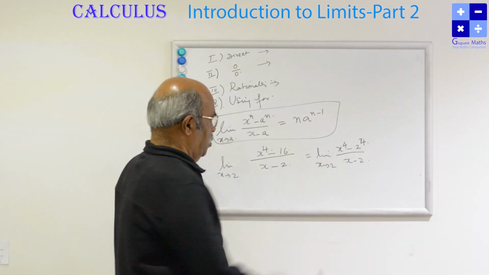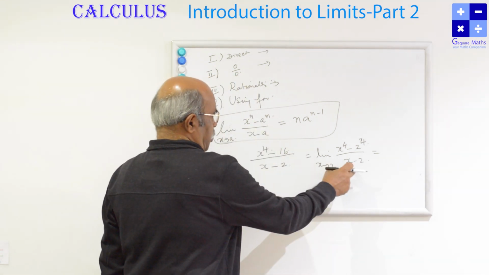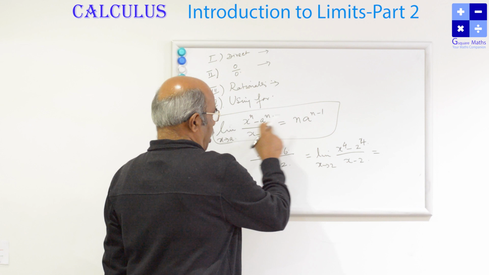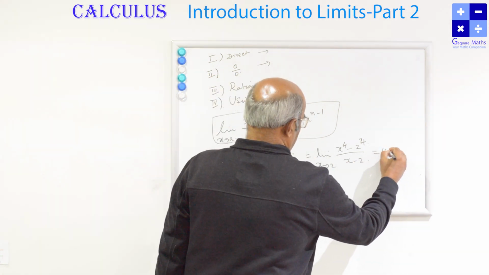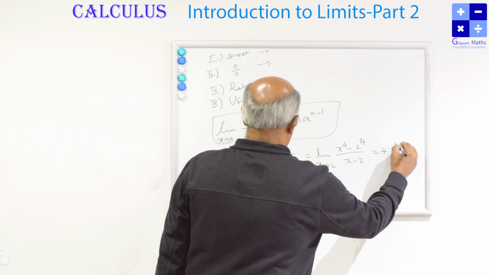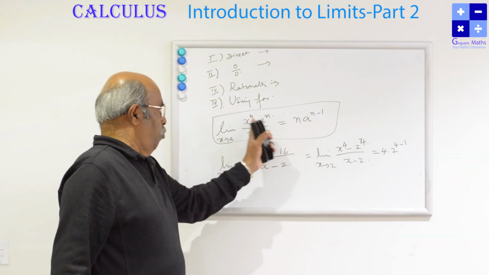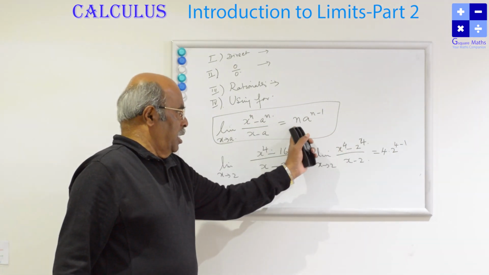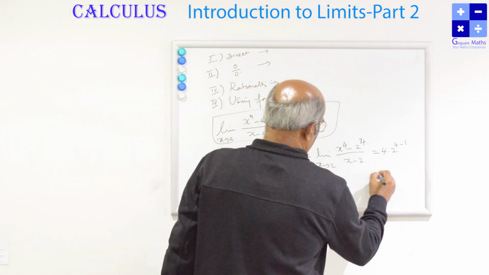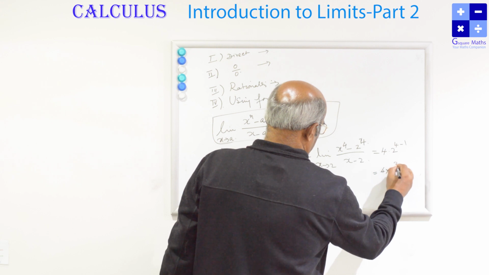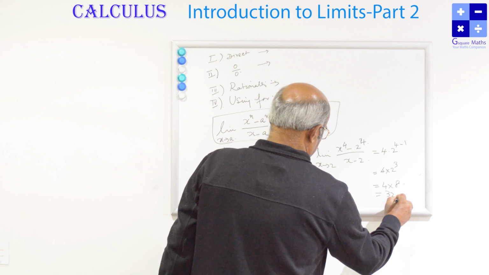And x is x power 4. So this is similar to x power n minus a power n by x minus a. Here n is equal to 4 and a is equal to 2. So n into a power n minus 1, that is equal to 4 into 2 to the power of 3. That is 4 into 8, that is 32.